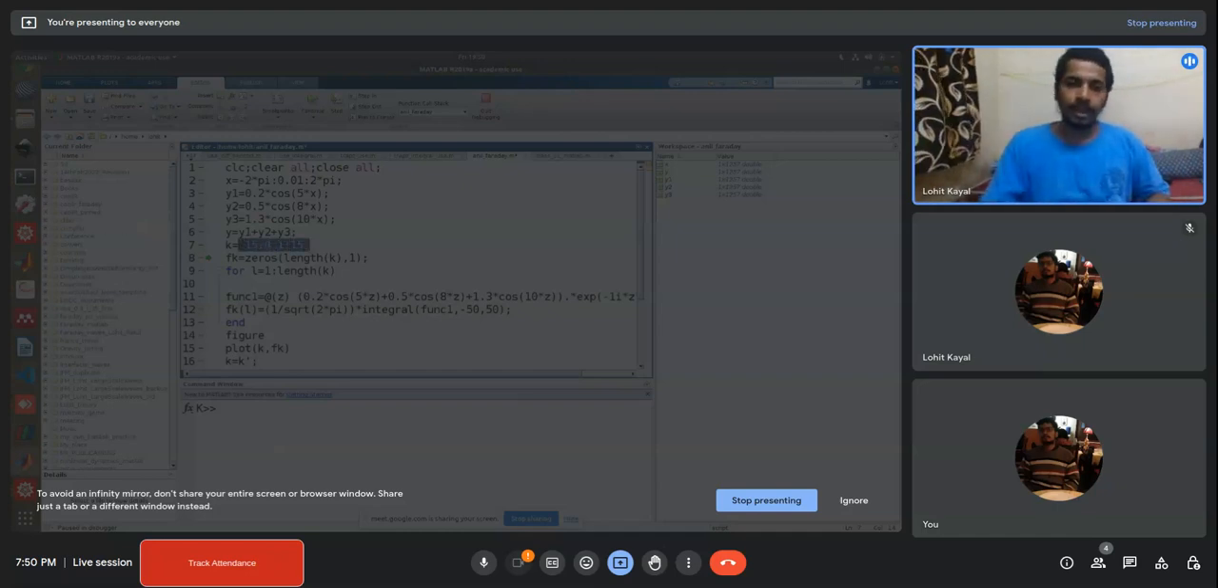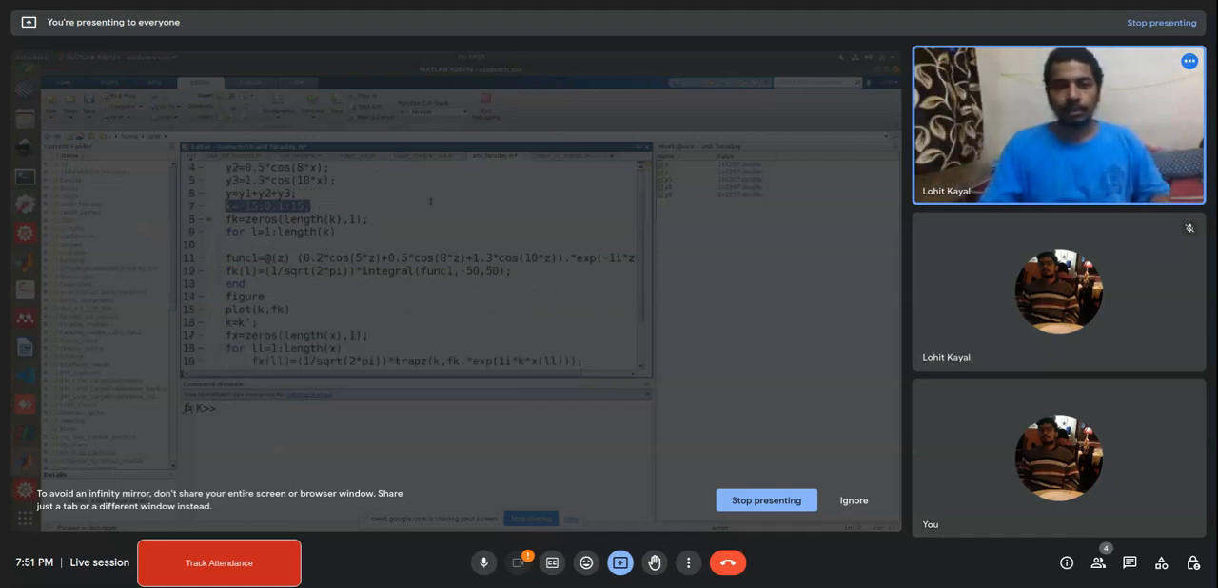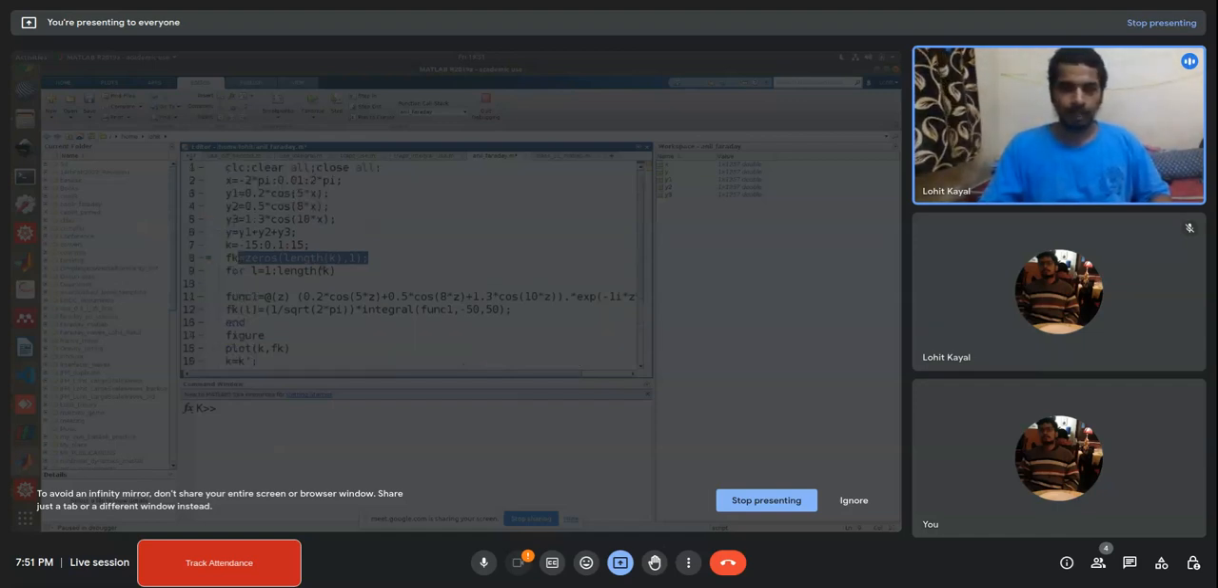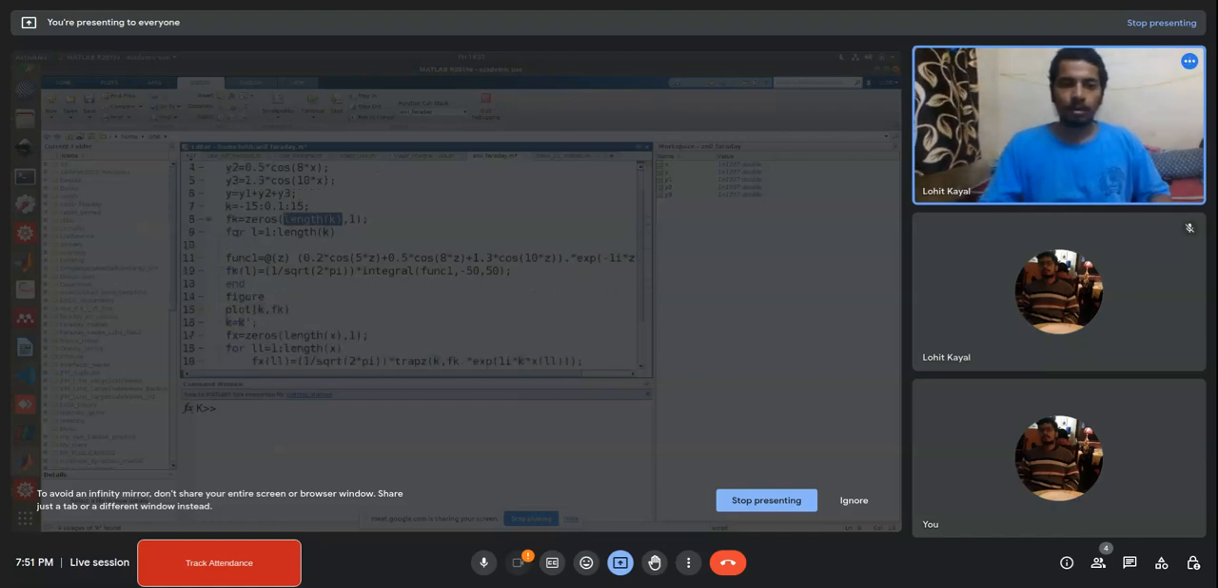So I need to vary the k as well, from minus 15 to 15 with step 0.1, because for the inverse Fourier transform I had dk. So I need a range of k as well. Here this fk I have predefined. This fk is related to f tilde of k, and f tilde of k will have the length of k.